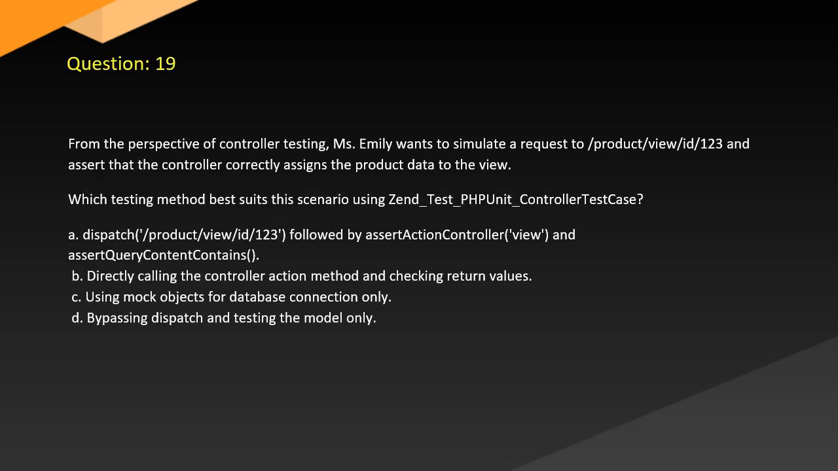Question 19. From the perspective of controller testing, Emily wants to simulate a request to product viewer 123 and assert that the controller correctly assigns the product data to the view. Which testing method best suits this scenario using Zend Test PHPUnit ControllerTestCase? A. Dispatch product viewer 123, followed by assertAction, assertController, assertView, and assertQueryContentContains. B. Directly calling the controller action method and checking return values. C. Using mock objects for database connection only. D. Bypassing dispatch and testing the model only.